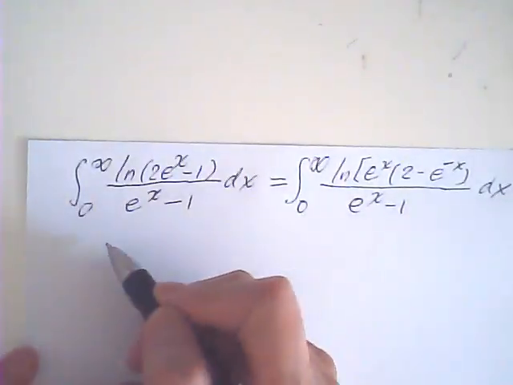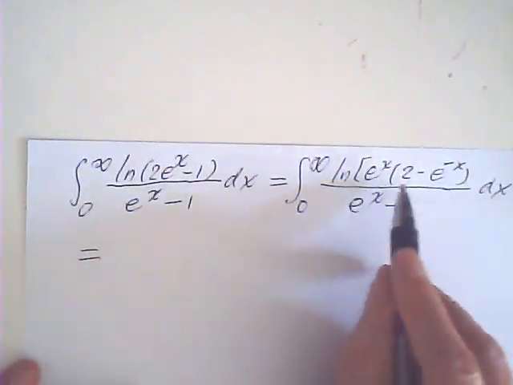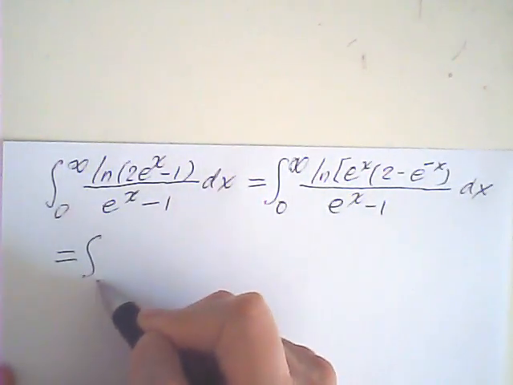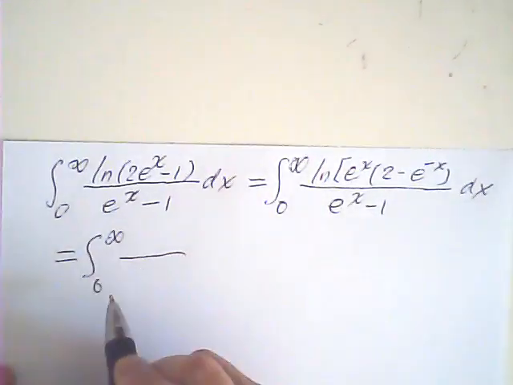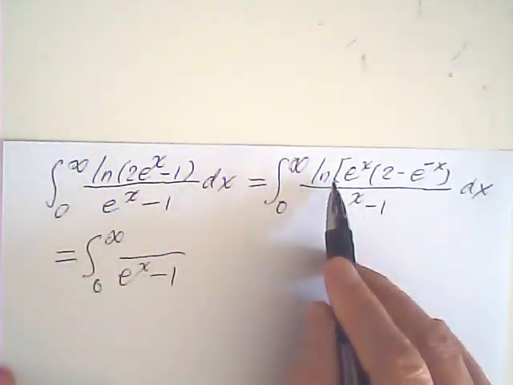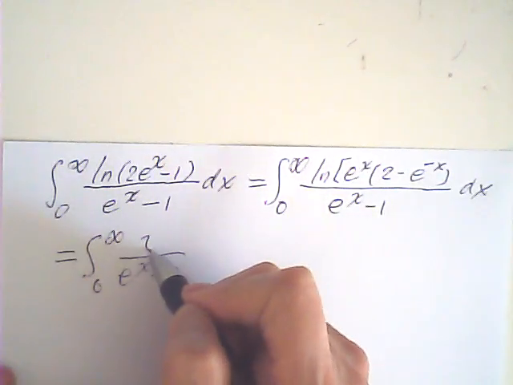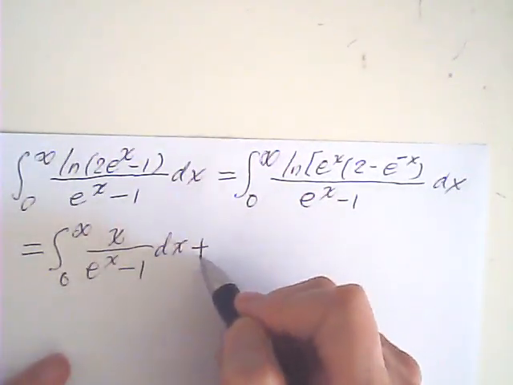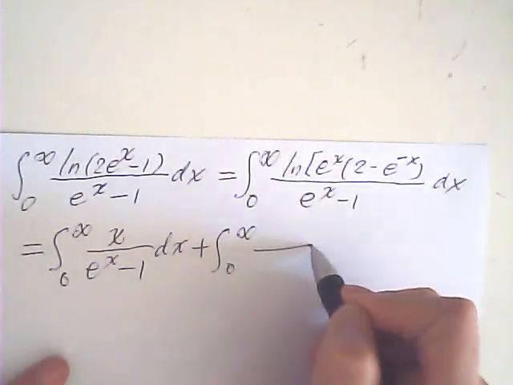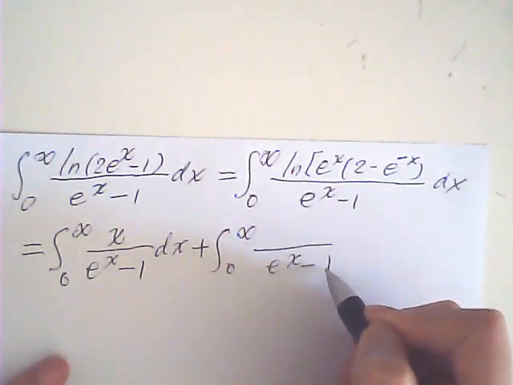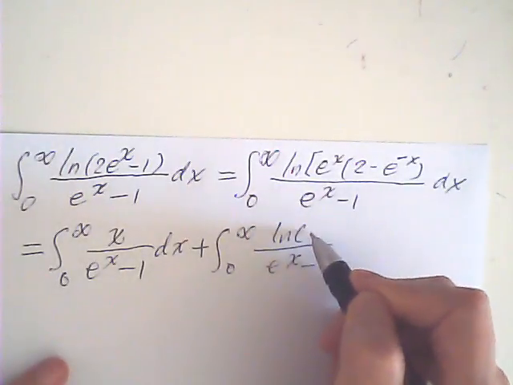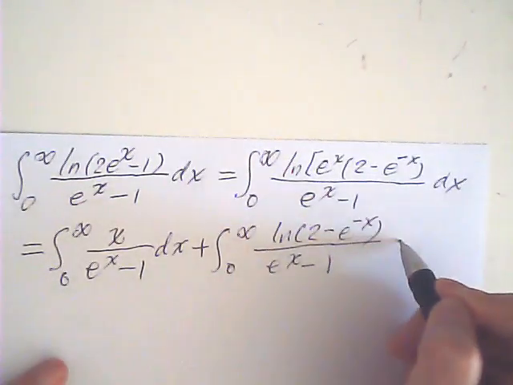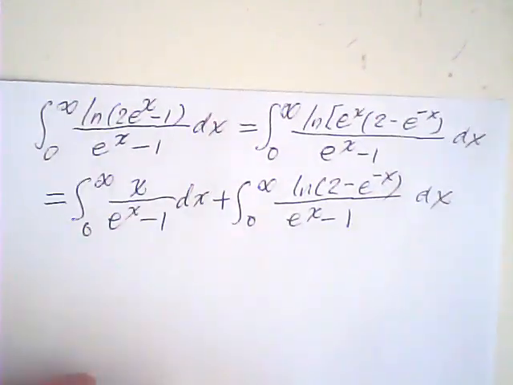And then this one becomes what? I can change the numerator into two parts. The first one is e to the x minus 1, log e to the x, which is x, right? And the second one is a plus e to the x minus x, and then log of 2 minus e to the negative x. Very good.